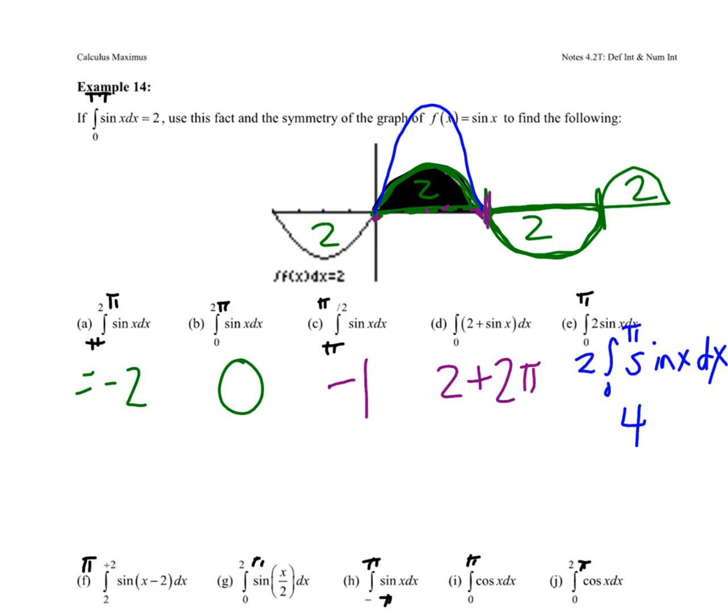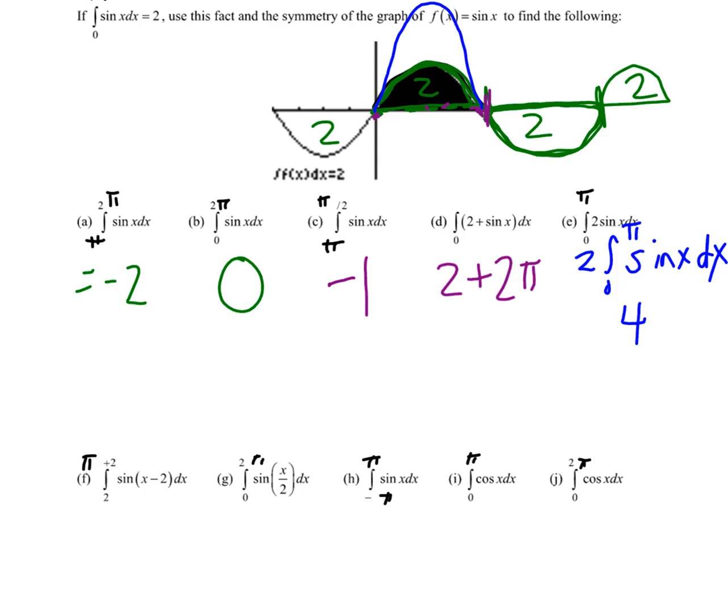4. All right, what does this do to our function? This is kind of a review of functions too. Well, it moves it to the right 2 units. Well, 0 is also moved to the right 2 units, and so is this. So our area is still 2.